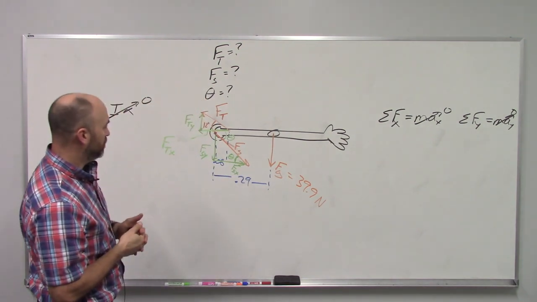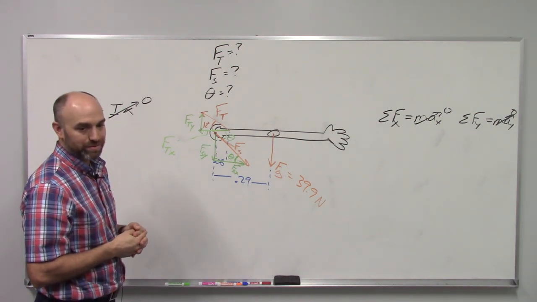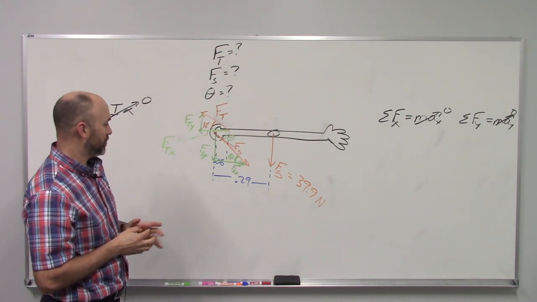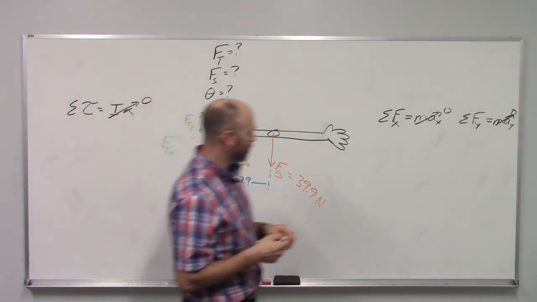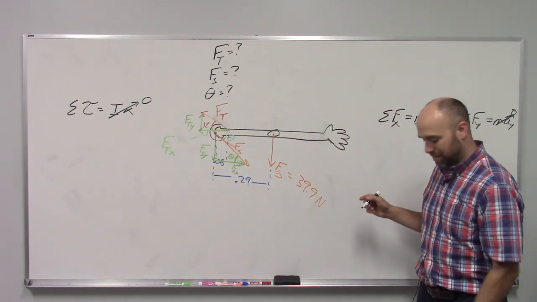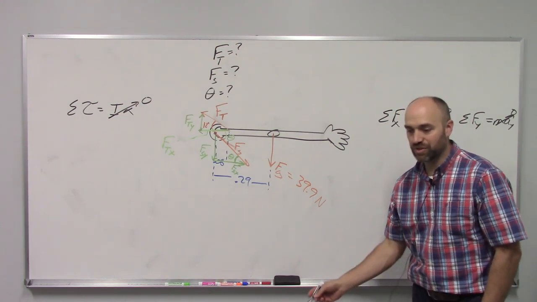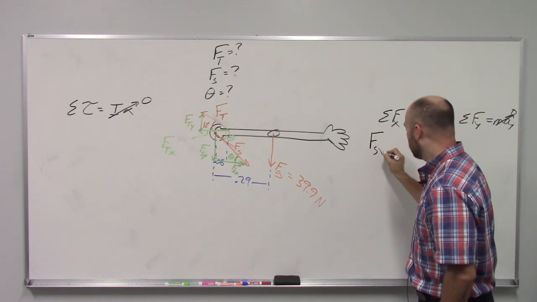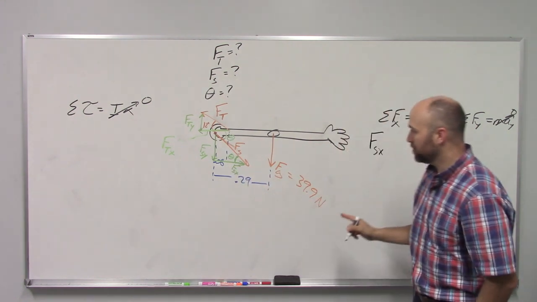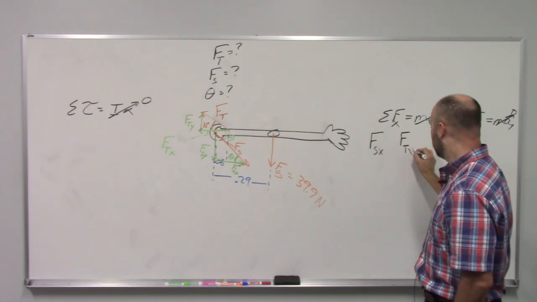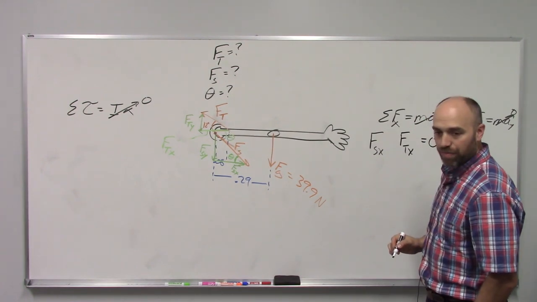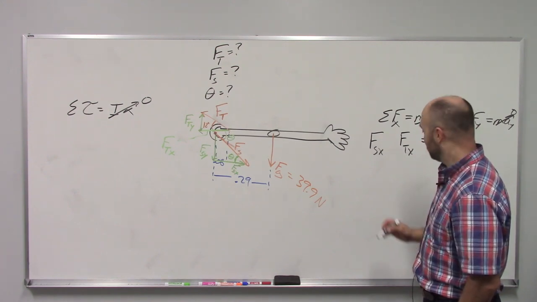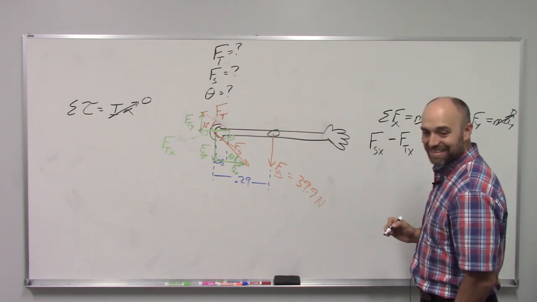Okay, so which one do y'all want to do first? X, Y, or torque? X. Okay, let's do X first. So, y'all go ahead and read them to me. What do we have? What forces in the X direction do we have? FSX. And that one's going to the right, so it's positive. And FTX. And that's it. Are they both positive? FTX is negative? Yes. Why? Because it's going left. Exactly.